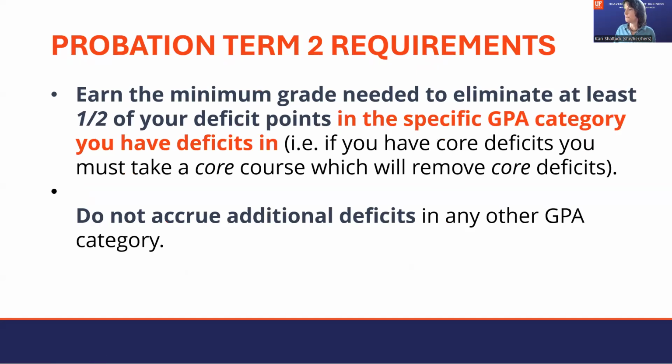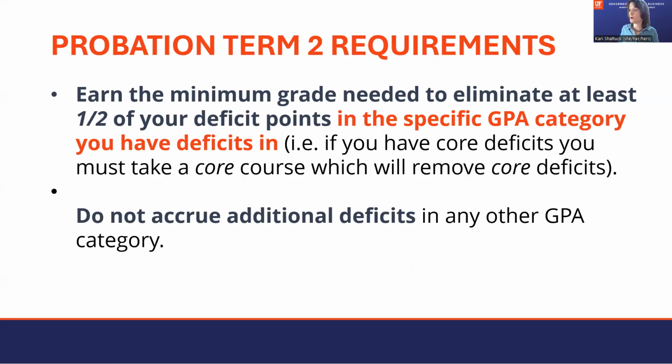In probation term 2, you must now eliminate at least half of your deficits in the specific GPA category you have deficits in. So if you have core deficits, you must take a core course and attempt to remove at least half of those deficits. Your advisor will recommend a course, but if you think you do better in a different course, just email them. Another requirement for probation term 2 is that you earn at least a C in the course you take. So if you don't remove half of your deficits, but you earn at least a C, you can continue on probation for a third term.